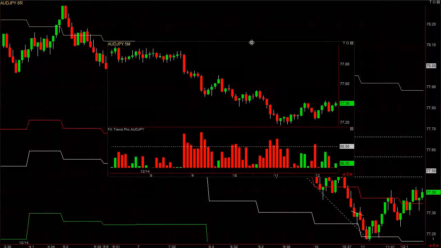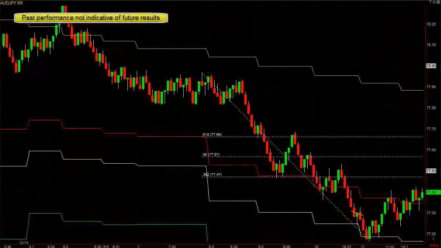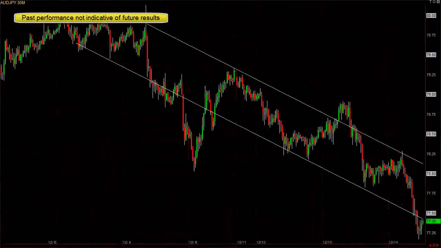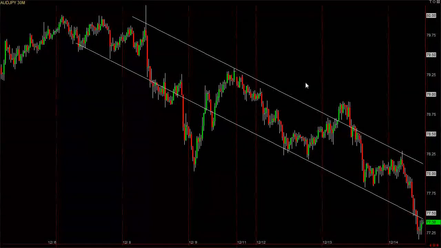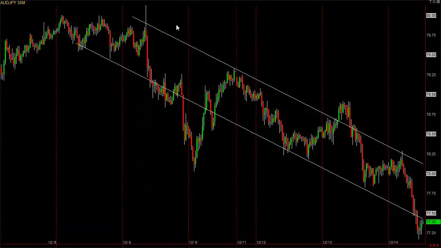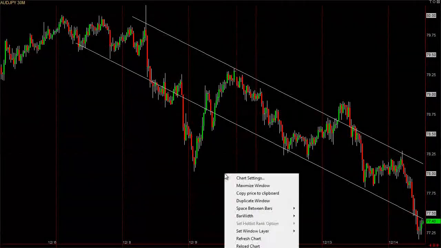But today's class is a great example of how to use trend lines to find reversal areas. You draw the trend line like you normally would in the direction of the trend. If it's down, the trend line's off the bar's highs. If the trend's up, it's off the bar's lows. And then you just right-click on the chart and duplicate it.